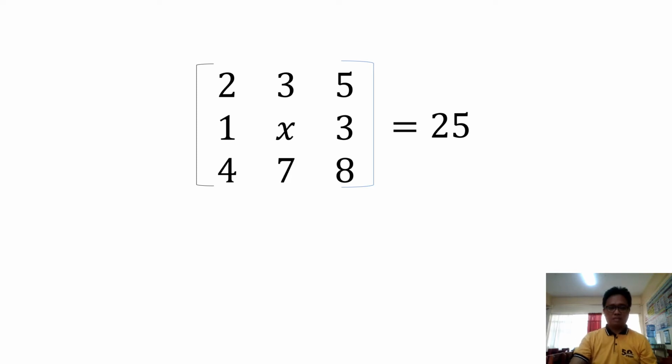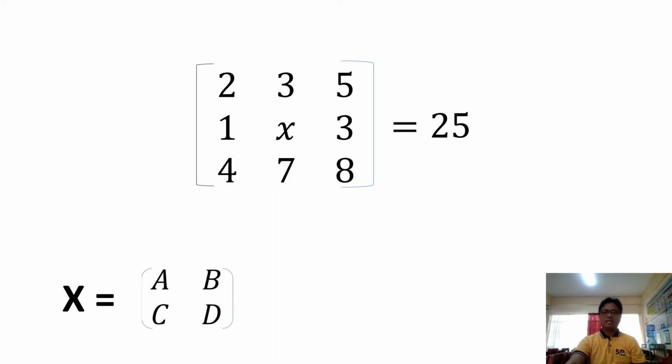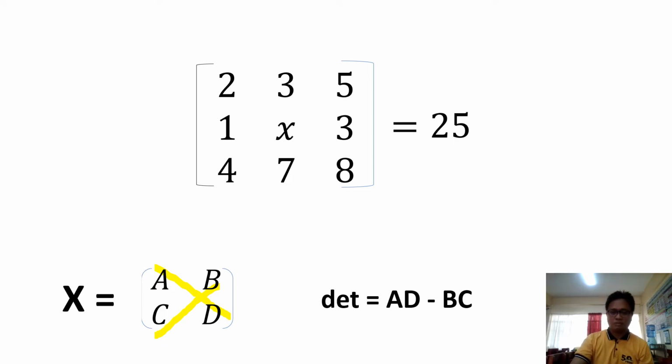But before that, we have to review how to find the determinant of a 2 by 2 matrix. Now suppose we have matrix X and it contains elements A, B, C, and D. To find its determinant, we have to cross multiply here A and D, then B and C, then subtract. So that is the way to find the determinant of the 2 by 2 matrix.